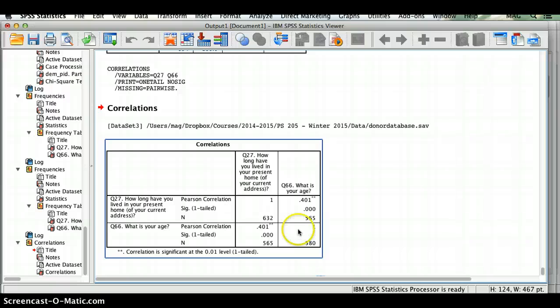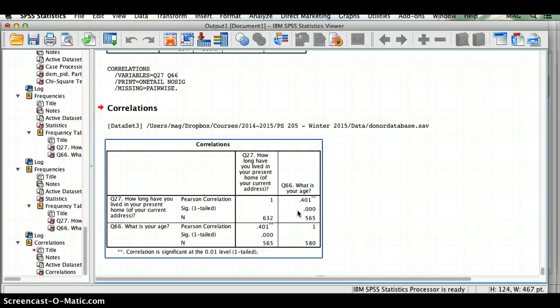What we're really looking for is this cell. So this is the correlation between Q66 and Q27. So that Pearson value is positive, and the Pearson value falls at 0.401. With this in mind, we can say that the relationship is direct, which means as the values of age increase, the values of how long you've lived in your house also increase. So we know that because of the positive sign. And we also know that this is a moderate relationship because it's 0.401. So it's not small enough to be weak, but it's not big enough to be strong.